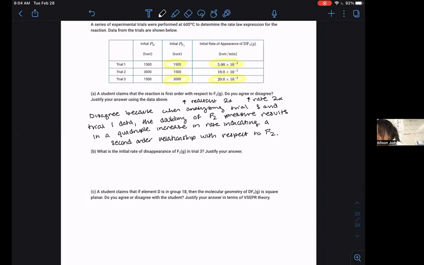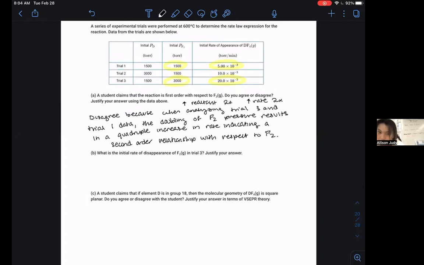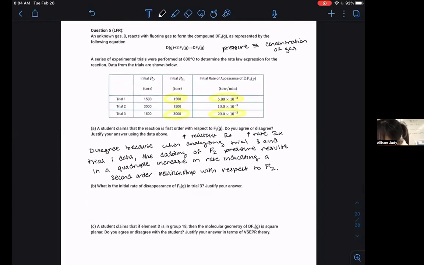Okay, so what is the initial rate of disappearance of F2 in trial 3? Justify your answer. So what we see is that we have an initial rate of appearance of DF4 at 20.0 times 10 to the negative 3. Now, when we look at our balanced equation, we know from our balanced chemical equation that for every 1 DF4 made, we use up, or disappear, 2 F2s.